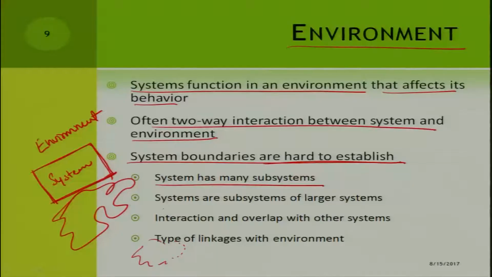There is a safety system. There are many subsystems that are part of a system, and systems are always subsystems of larger systems. Like the factory of a big company, there might be 5 factories of the same company in 5 different geographical locations. That's also another aspect. And systems do overlap among each other. There is no hard boundary between systems. Sometimes boundaries do overlap, and there are definitely linkages with the environment.